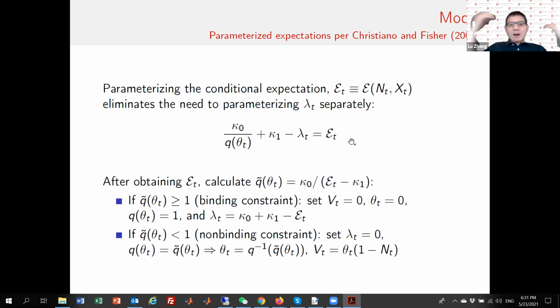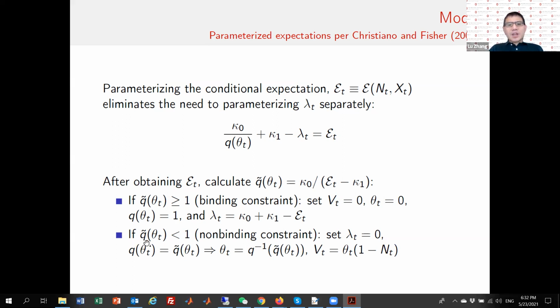After we calculated the conditional expectation, we calculate what happens to Q tilde, backed out as this fraction. In particular, if Q tilde is higher than 1, we know the constraint is binding, and then it's straightforward to write down vacancy being 0. That means labor market tightness is 0, Q equals 1, and the Lagrange multiplier on the vacancy constraint is simply the sum of 2 kappas minus the conditional expectation. In this way, we satisfy the intertemporal job creation condition.